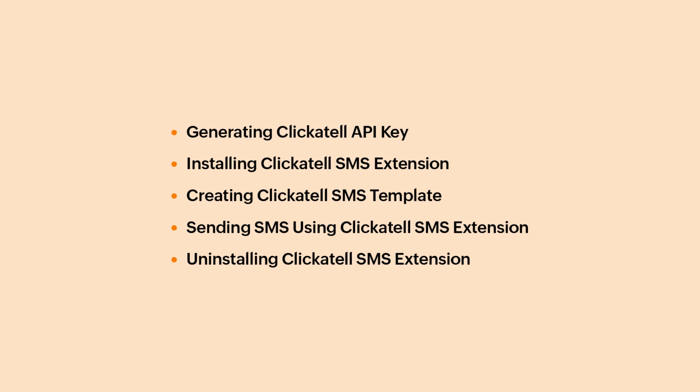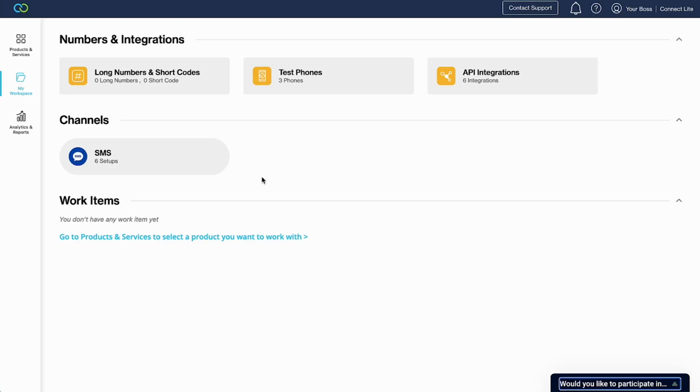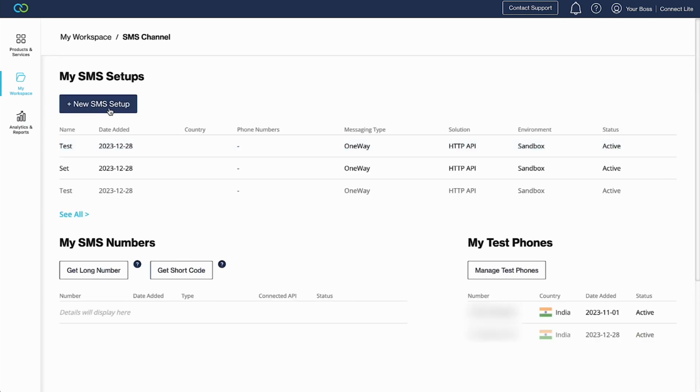Let's get started. Before installing the Clickatell SMS integration for your Zoho Inventory organization, you will need to generate Clickatell API key. To generate the Clickatell API key, log into your Clickatell account, go to My Workspace and click the SMS Setup channel. Click plus New SMS Setup.